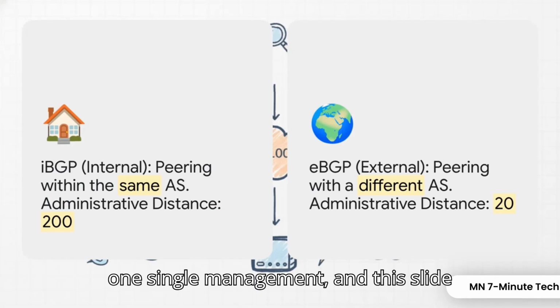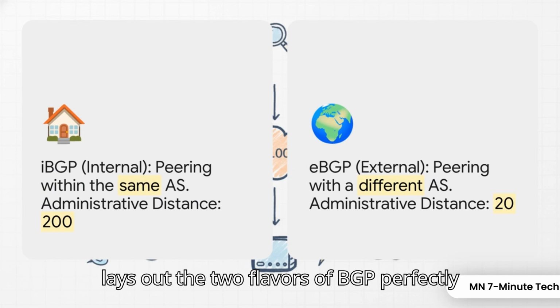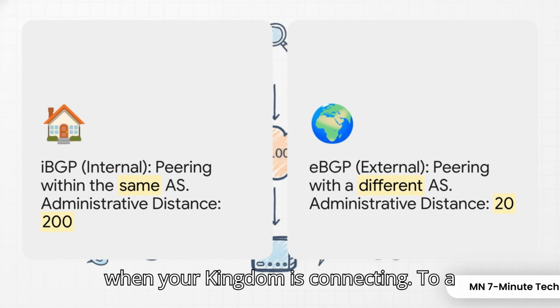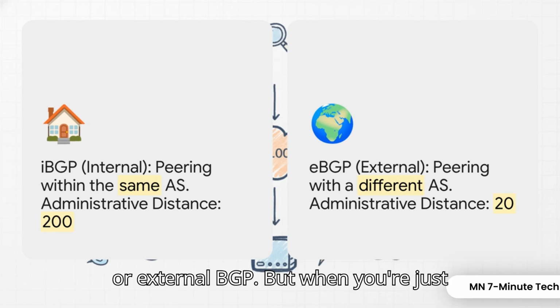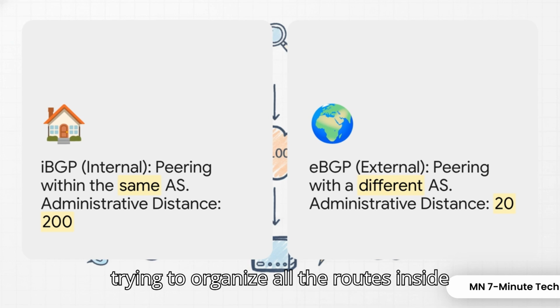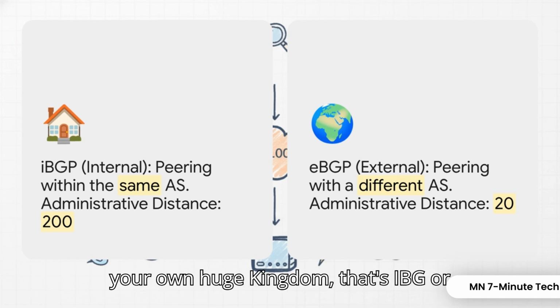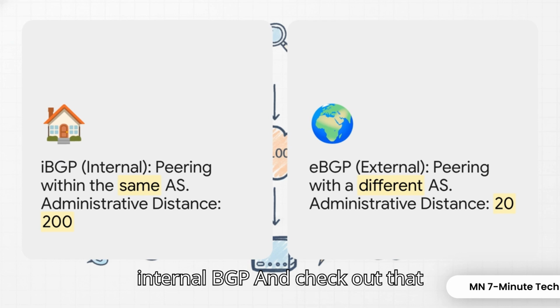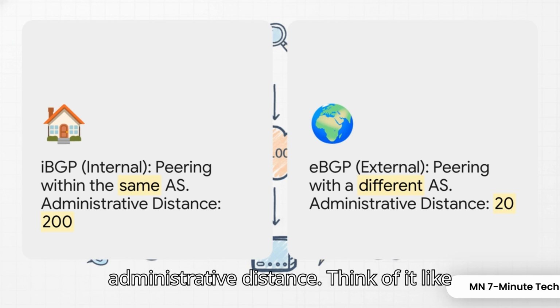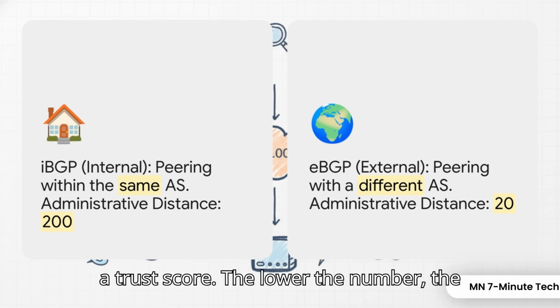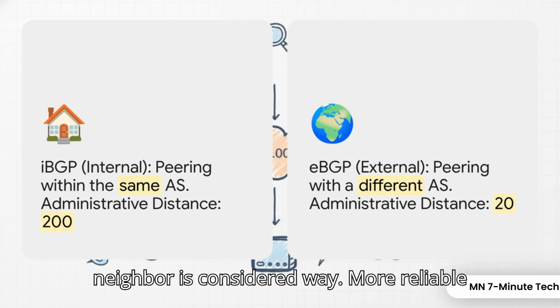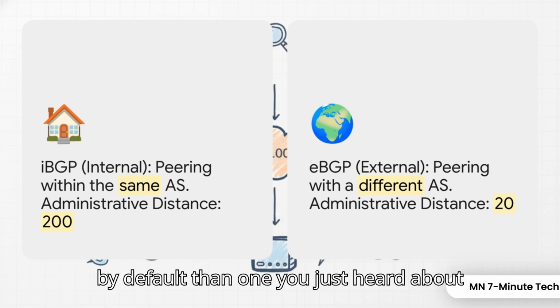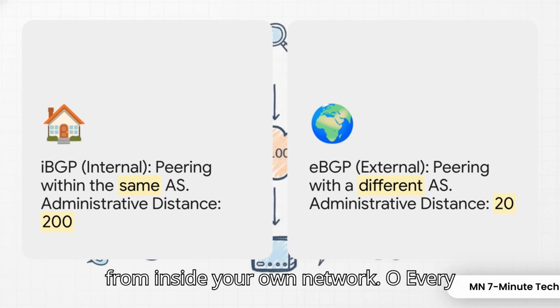And this slide lays out the two flavors of BGP perfectly. When your kingdom is connecting to a totally different kingdom, that's eBGP, or external BGP. But when you're just trying to organize all the routes inside your own huge kingdom, that's iBGP, or internal BGP. And check out that administrative distance. Think of it like a trust score. The lower the number, the better. A route learned from an outside neighbor is considered way more reliable by default than one you just heard about from inside your own network.